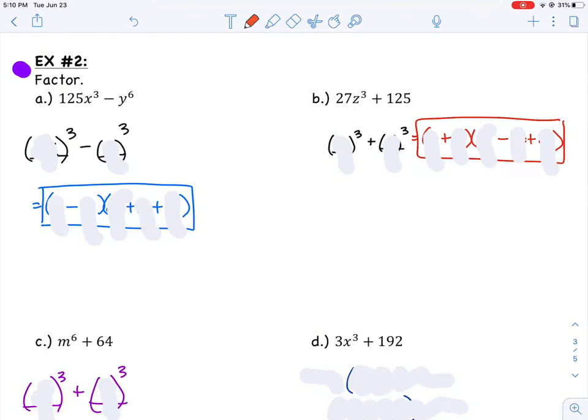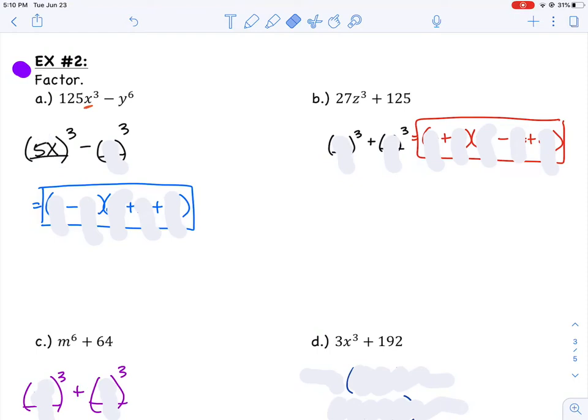Now remember, in order for it to be a cubes problem, we have to have a base that's cubed and then another base that's cubed. And right now, the only thing that I see that's cubed is really the x. And I want to make sure that the whole thing is cubed so that it follows into my formula. So I've got to change this 125 so that it's something cubed. So what cubed gives me 125?